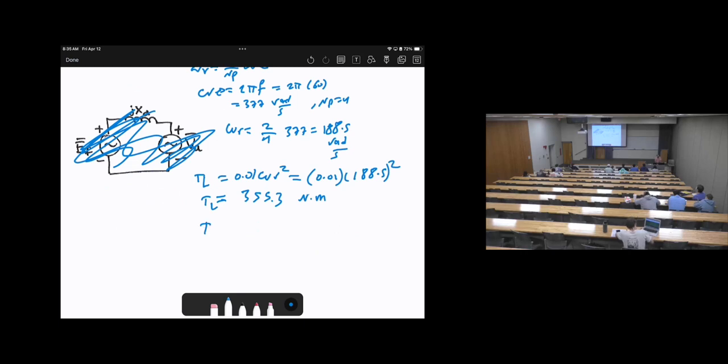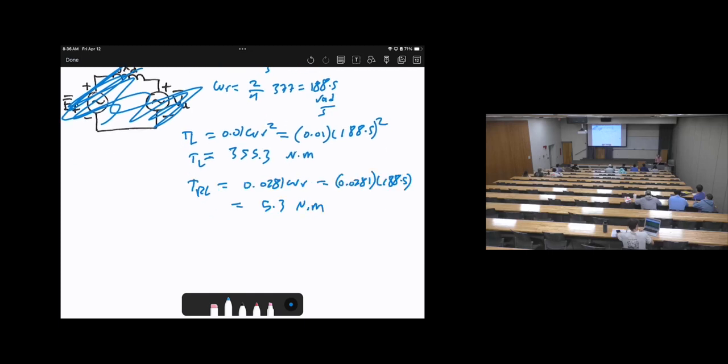Now, how about the rotational losses torque? The rotational losses torque is given in the question as 0.0281 times omega r. Then it will be 0.0281 times 188.5, which is 5.3 Newton meter. So you can say the loss is 5.3 while the load is 355.3, which gives us an overall view: the rotational losses will be less than the load, and that's what's supposed to be.